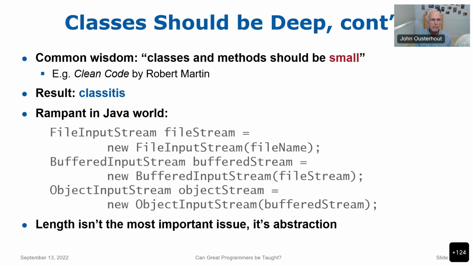Turns out that classitis is unfortunately fairly rampant in the Java world. It's not that the Java language itself requires this approach, but just the philosophy that's come about in building the library is one of lots of teeny tiny classes. One of my pet peeve examples is for many years, if you wanted to open a file in Java and read serialized objects from it, you had to create 3 objects to do that.